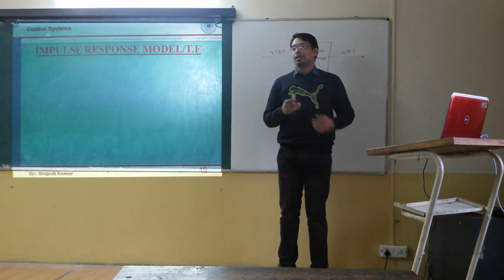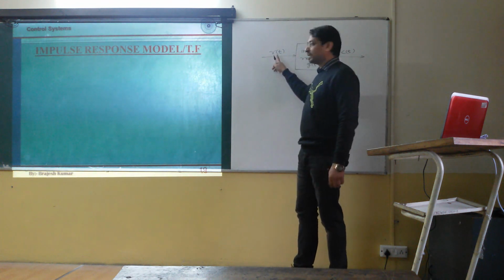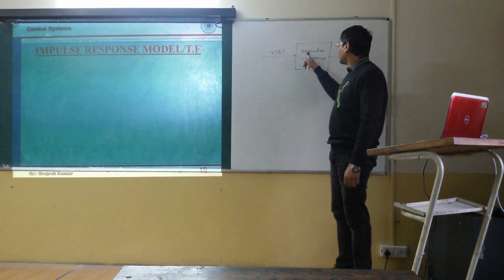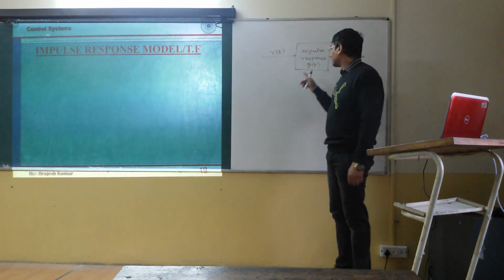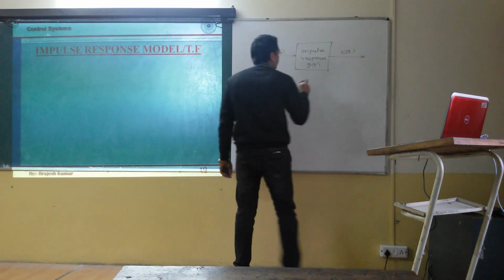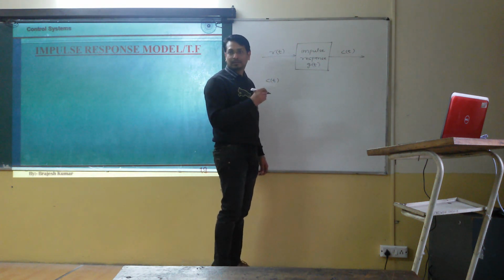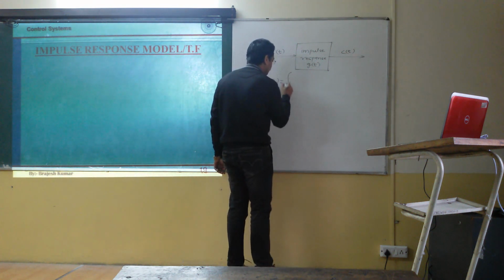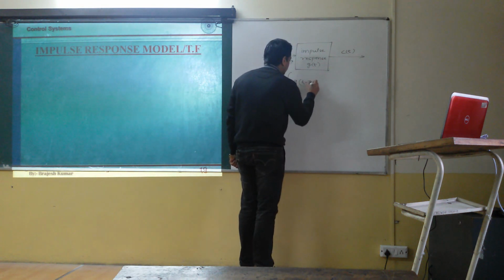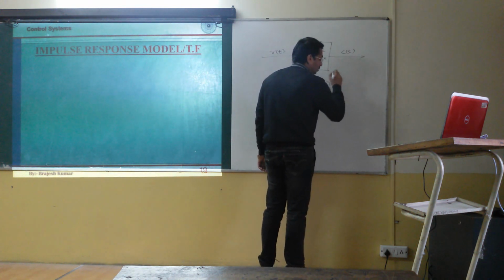For the transfer function model, we are going to start with a simple block. This is your input R(t) and output C(t), and this particular block I am going to name as an impulse response g(t). Okay, so what you will get? You will get C(t) will be equal to the impulse response, integral of g(t minus tau) r(tau) d tau.